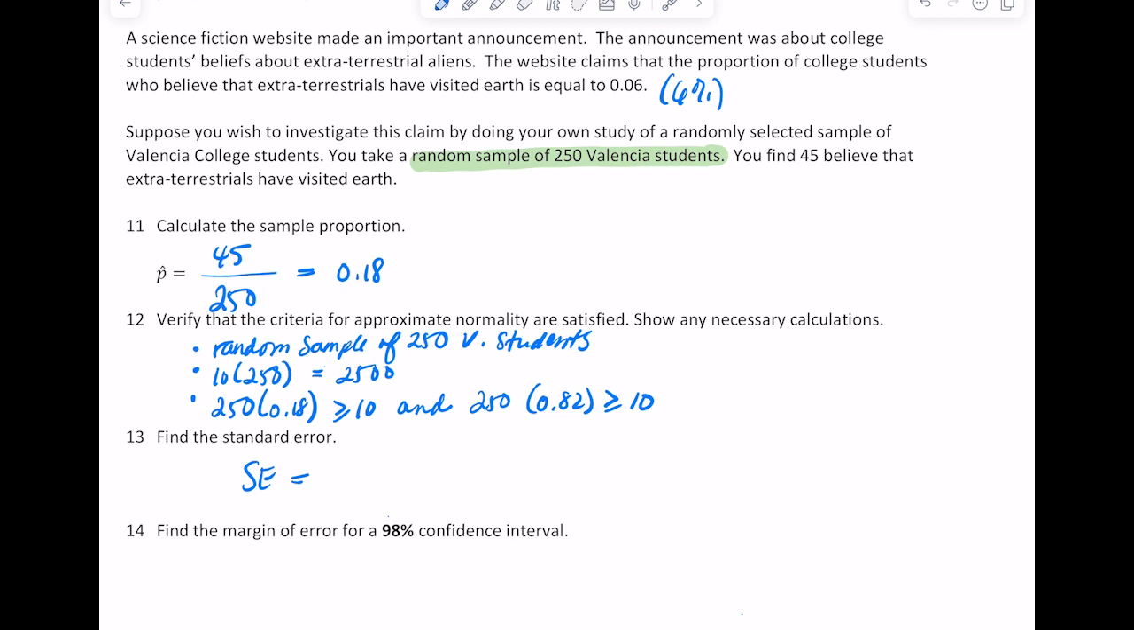But we don't know p. We do know p hat, which is 0.18. So I'm going to multiply 0.18 times 1 minus 0.18 and divide by my sample size, which is 250. When you do that, you get 0.0243 for your standard error.